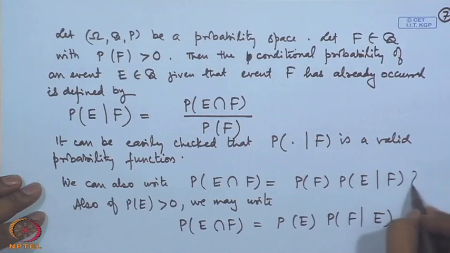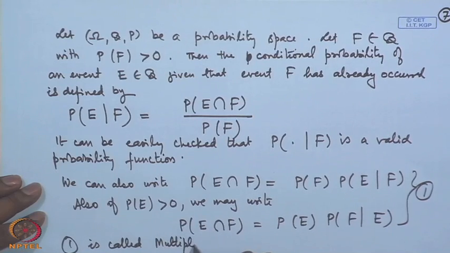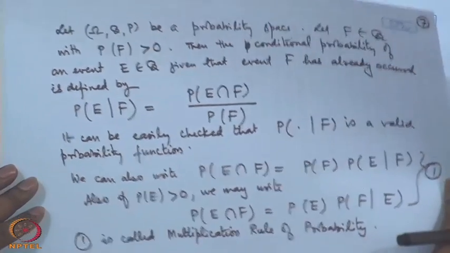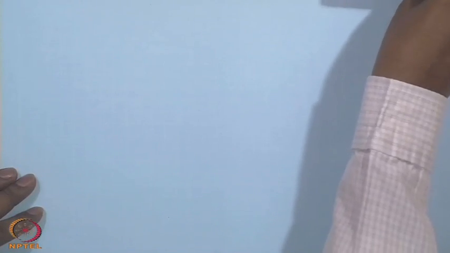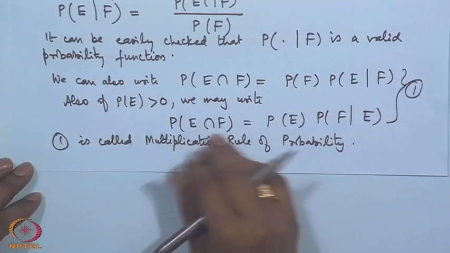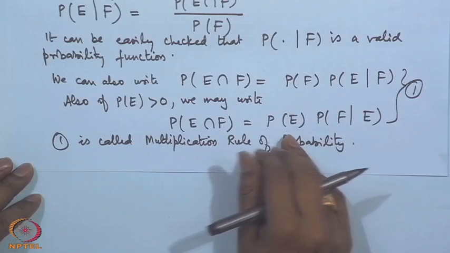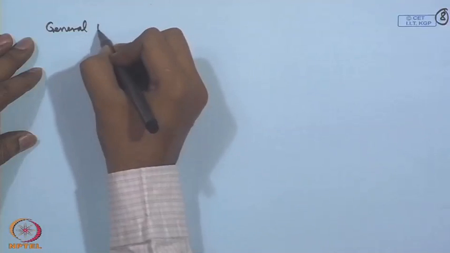These statements are called the multiplication rule of probability. Now, one can easily see that in place of two events, if we have three events, four events and so on, then this type of statement can be further extended. So, we have as a consequence a general multiplication rule.